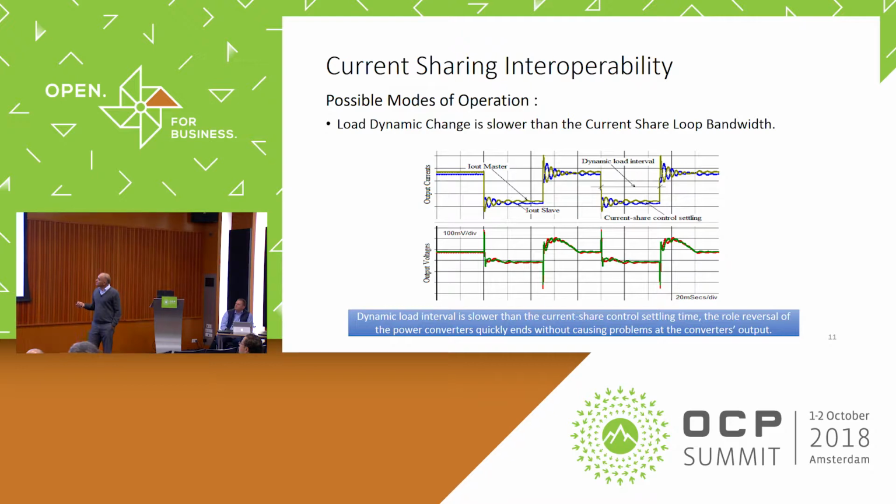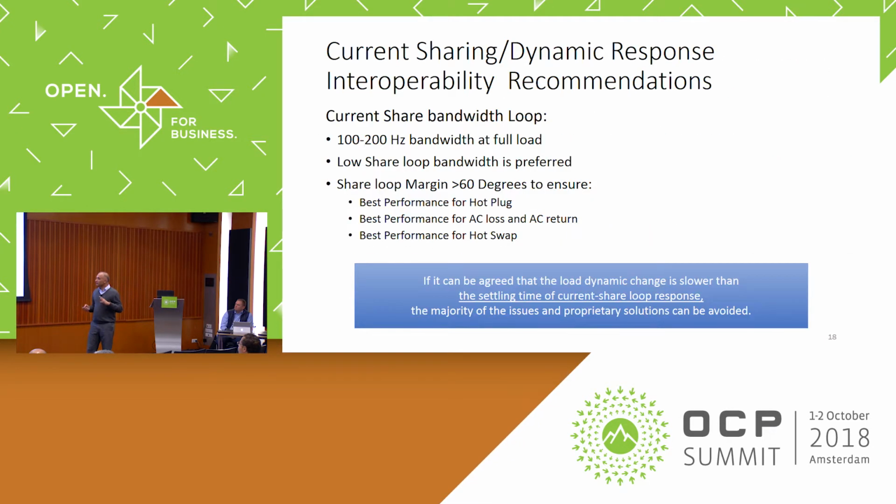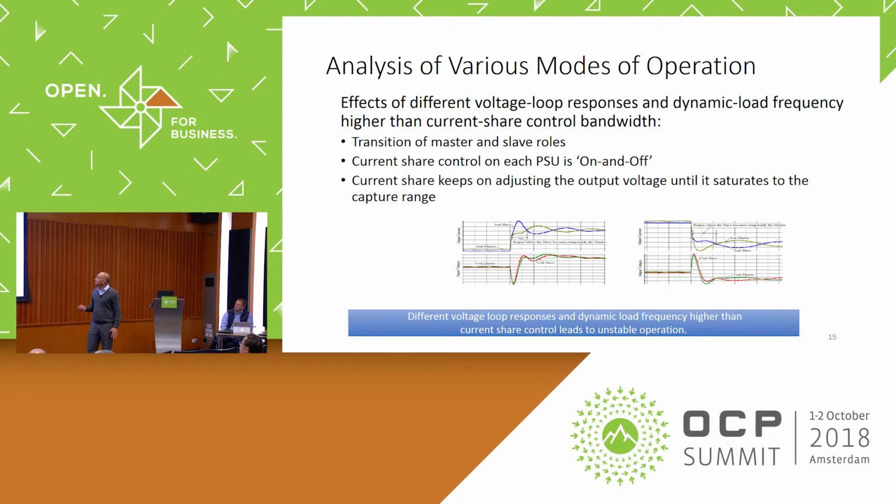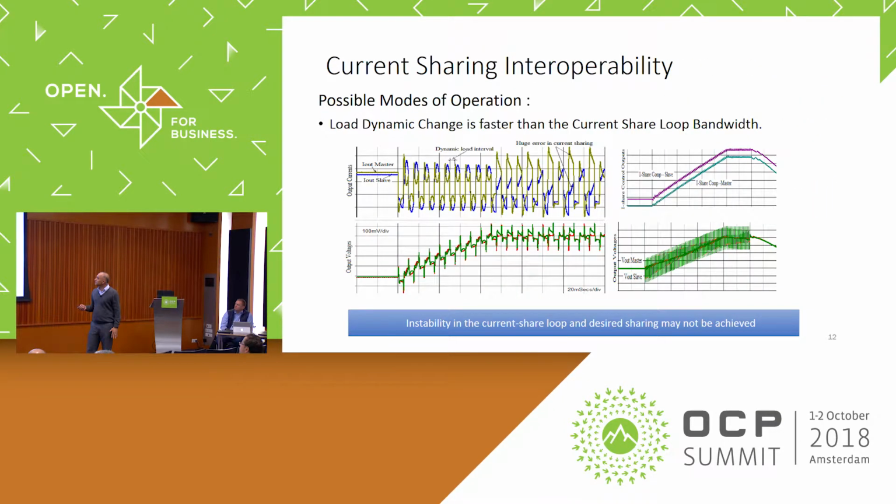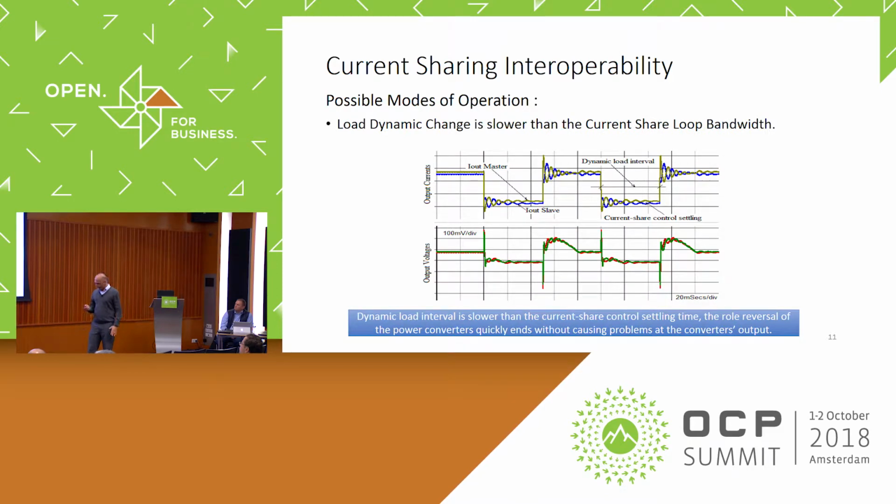So what happens is, if you see the master, the voltage is higher, and this is the output current of the slave, and these are the voltages, right? Higher voltage, higher current. When you do the dynamic response, there is oscillation, but these stabilize, right? So what we observed is, yes, there is some instability, but at the end of the day, if the load change is slower than the current share loop bandwidth, the role reversal happens. And it came back, and we came back into stable operation.